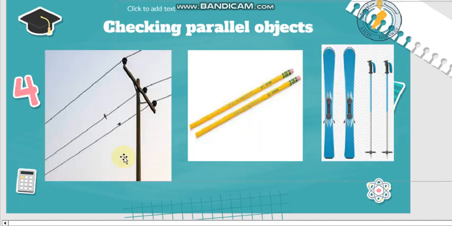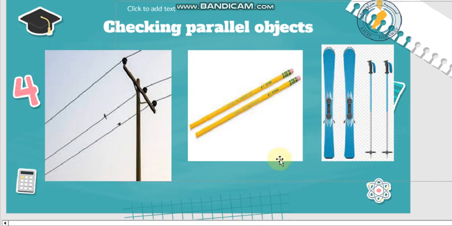We have some examples of parallel lines. The electric wires, see they are parallel, they do not intersect. We have the pencils here, they are parallel. We have the skiing tools also in this picture, they are parallel.